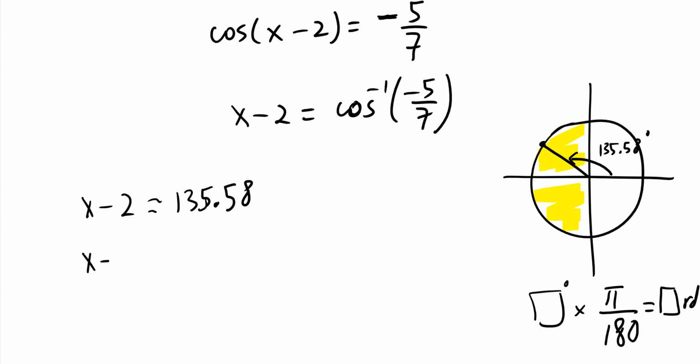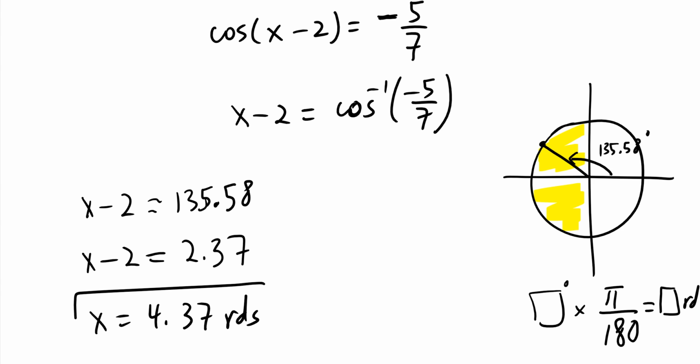That gives me x minus 2 equals 2.37 radians. And then if I add 2 to both sides, that gives me 4.37 radians. So I'm done with the first one. This answer that I got is really what I want for that angle. Call it alpha. But at the end we need x.